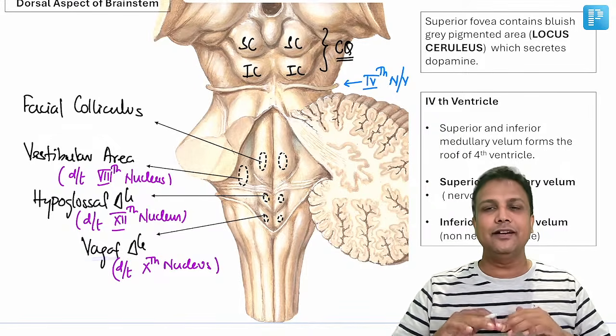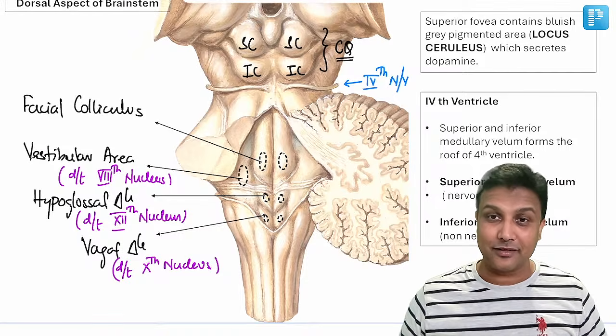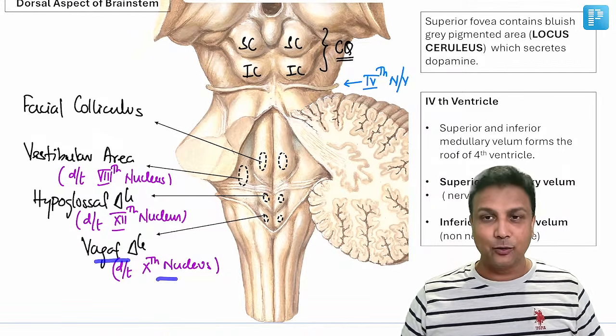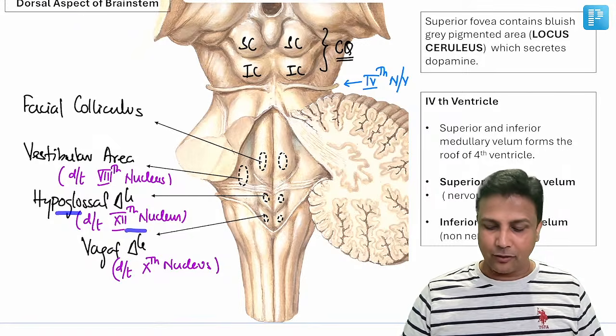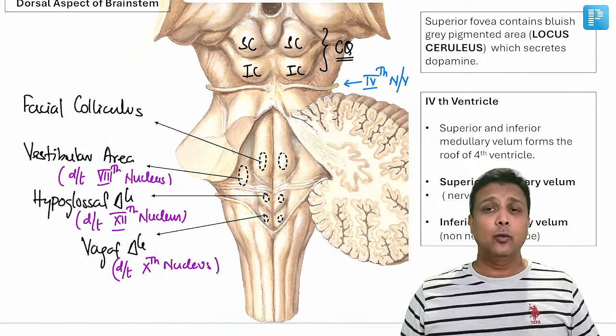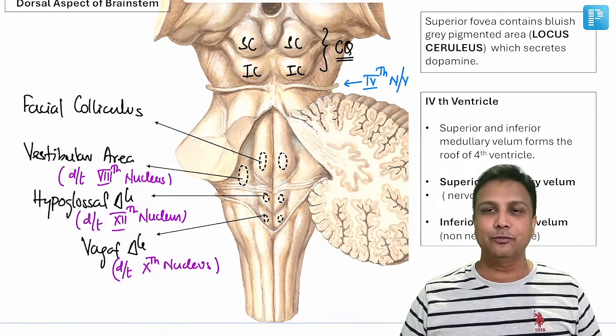Why is the vagal triangle elevated? If you look underneath it, you will see the vagus nucleus. Okay, so the vagal triangle is formed due to the vagus nucleus. The hypoglossal triangle is formed due to the hypoglossal nucleus. Similarly, the vestibular area is formed due to the vestibulocochlear nucleus. The examiner will never ask you this.